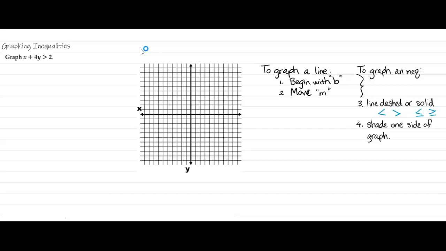The first thing I want to do is get it in slope-intercept form so that I can see what my slope is and my intercept. I'm going to subtract x from both sides. I'm going to divide by 4. I don't have to change my symbol because I didn't divide by a negative. That gives me 1/2 minus 1/4 x. Now we can begin. We want to begin at 1/2.